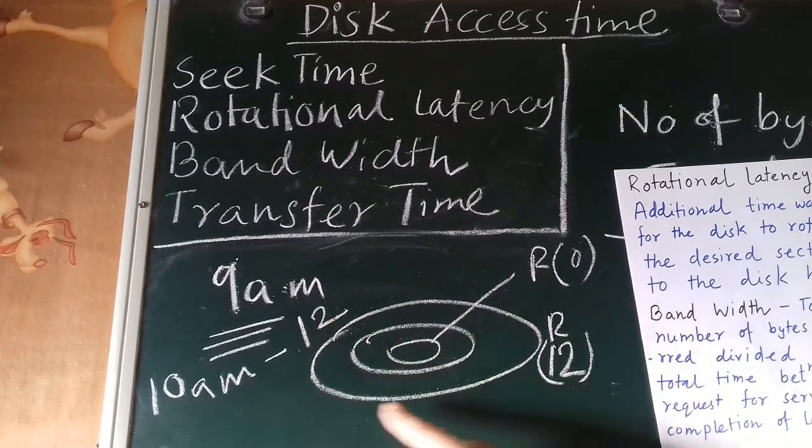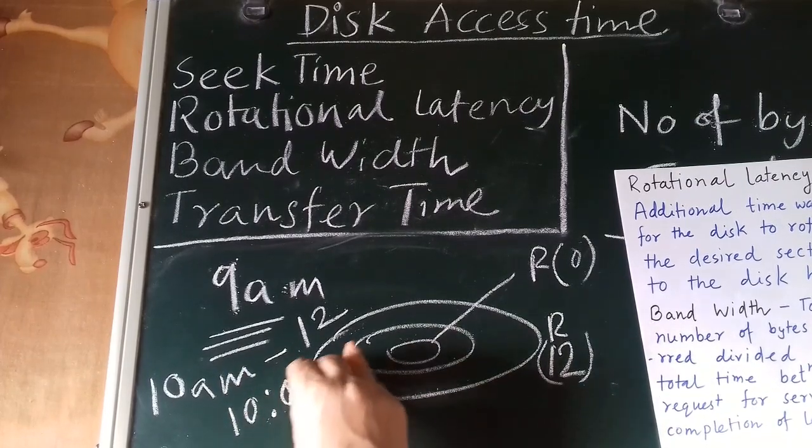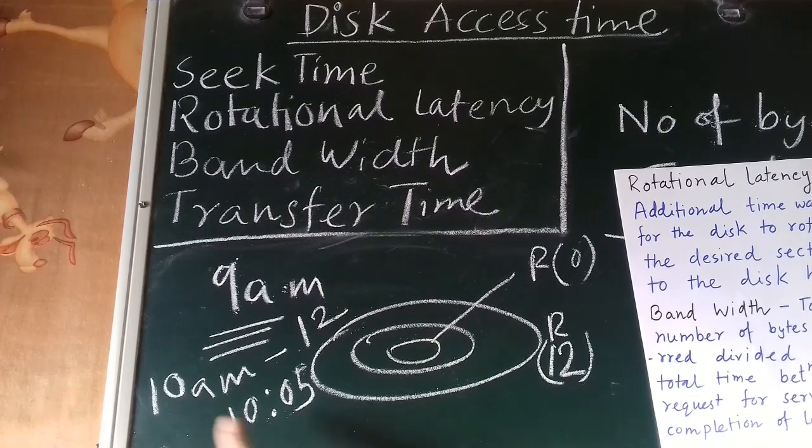Reading track 12 needs some time. Let's say reading is completed at 10:05. So at 10 a.m. my last request came and at 10:05 my last request is serviced, which is the completion of the last transfer. Last transfer means the last reading, transferring some data from disk to outside, is done at 10:05. And my first request came at 9 a.m. So 9 a.m. to 10:05 is the time.